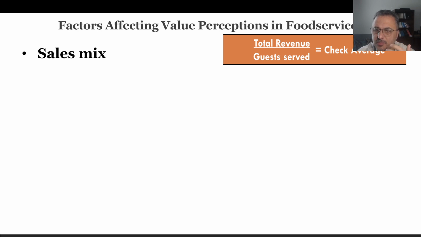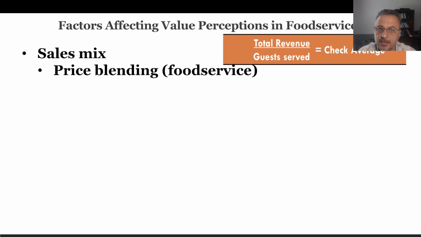It's calculated by dividing total revenue by how many guests were served. Usually, it is used during certain times, for example, check average during lunch. Now, the best revenue managers in food service operations are the ones who handle the process of pricing food and beverage items with different cost ratios in a way that optimizes the revenue. That's what we call price blending.